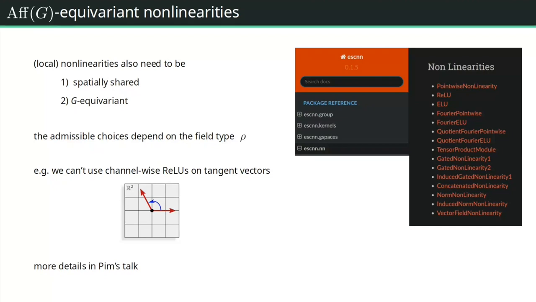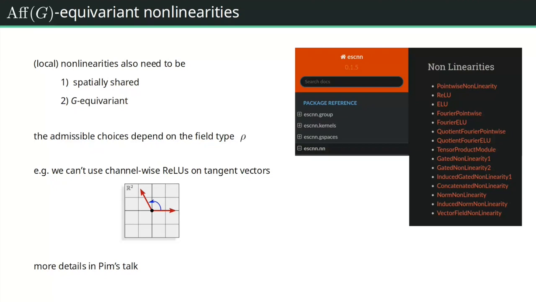But if you have a tangent vector field, you can't use ReLUs on the two channels independently. Let's say we have this vector (1, 0), then you apply ReLU to both channels independently. ReLU is a nonlinearity which is just the identity on the positive part, and it sets every negative value to 0. Now we could rotate by 180 degrees, and we would get (-1, 0). If we then apply ReLU to these two channels, this whole vector would be killed. So you see that ReLU nonlinearities are actually not equivariant.